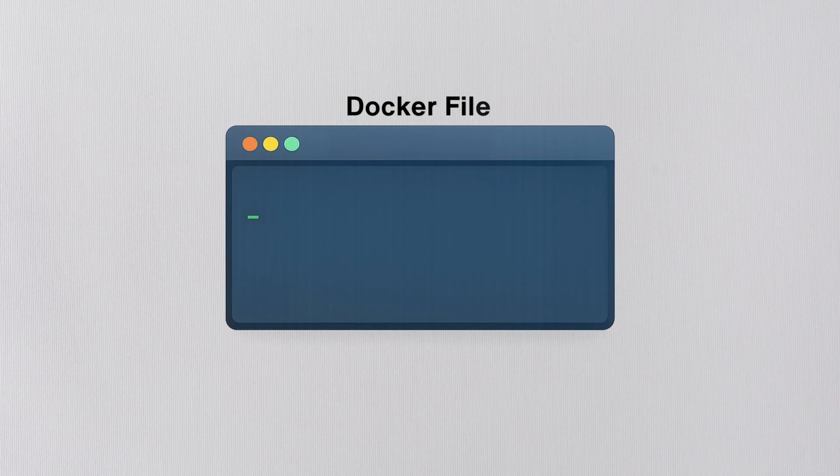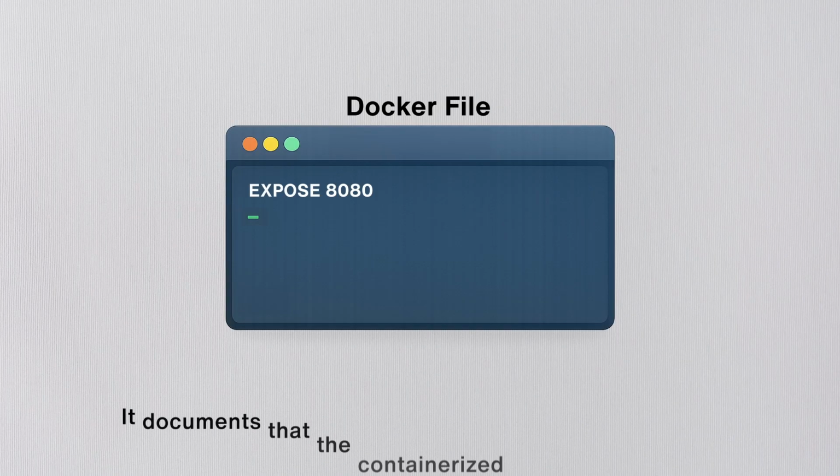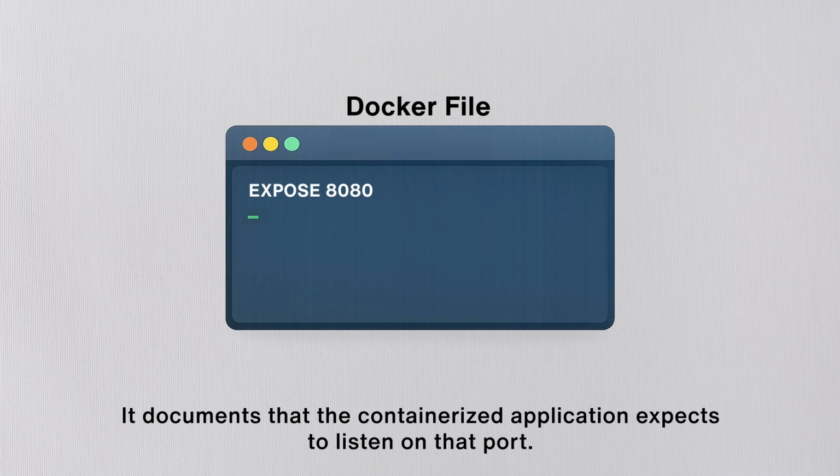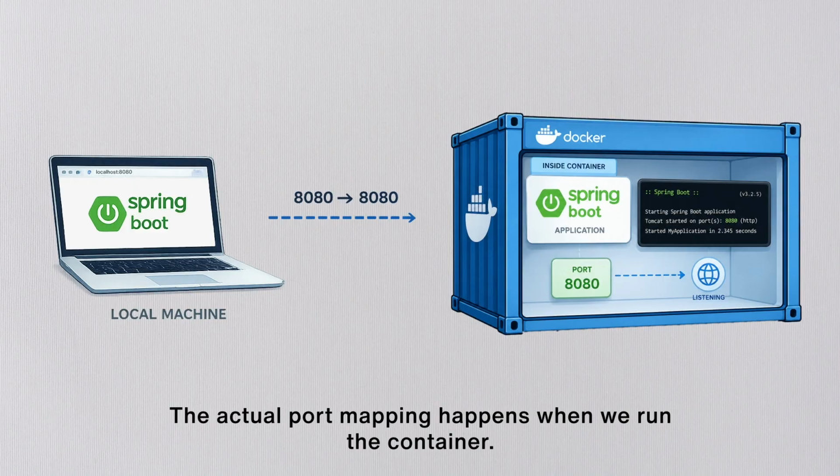So in the Dockerfile, we can use EXPOSE 8080. This doesn't actually publish the port by itself. It documents that the containerized application expects to listen on that port. The actual port mapping happens when we run the container.